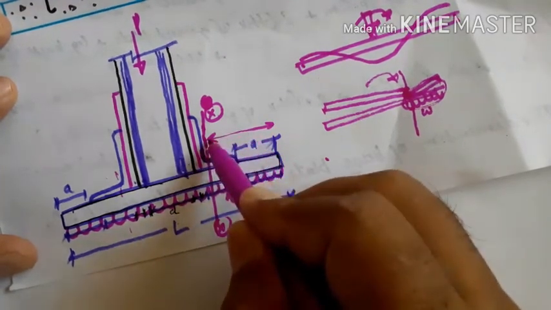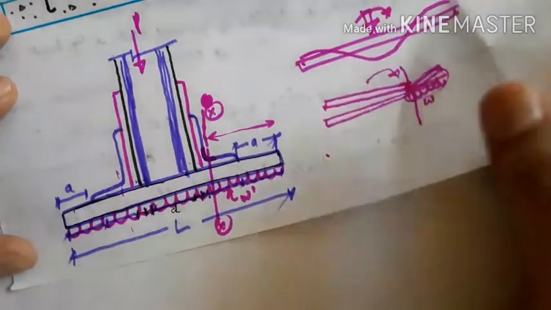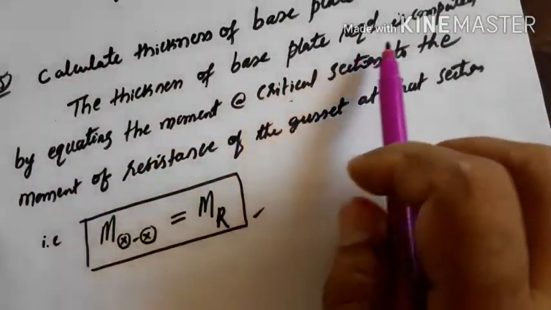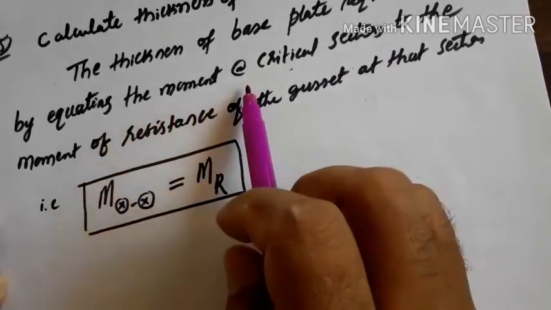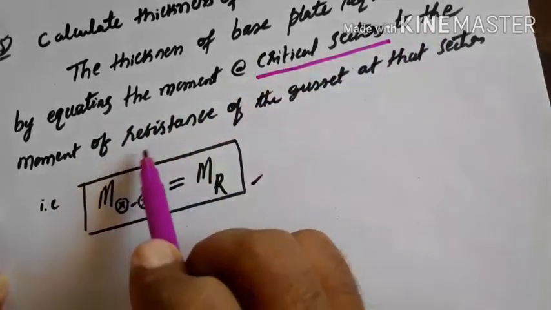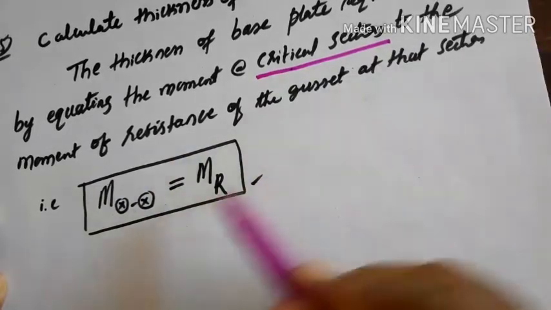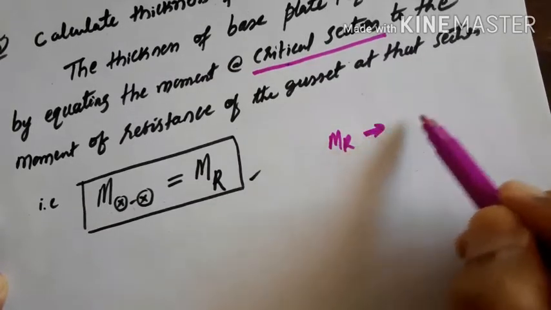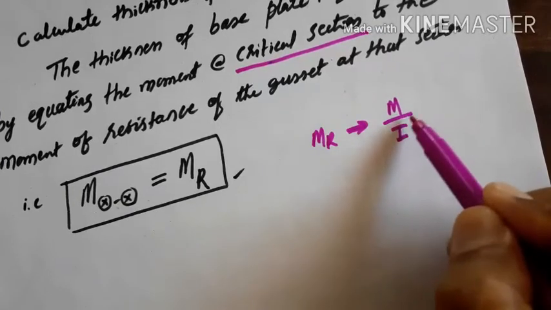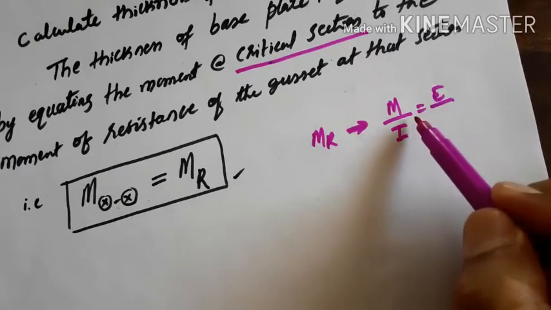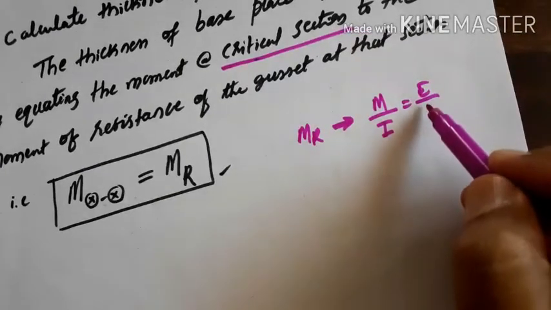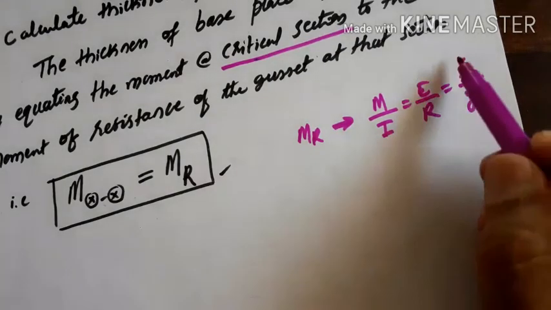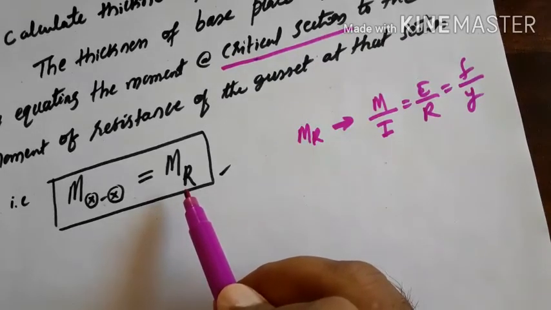Then we calculate the moment about this, which is to be equated to the moment of resistance using the pure bending theory. That's why it is given that the thickness of the base plate required is computed by equating the moment at the critical section to the moment of resistance of the gusset at that section. So we have to calculate the moment at XX, then the moment of resistance. The moment of resistance is calculated using the pure bending theory, M by I equal to E by R equal to F by Y.